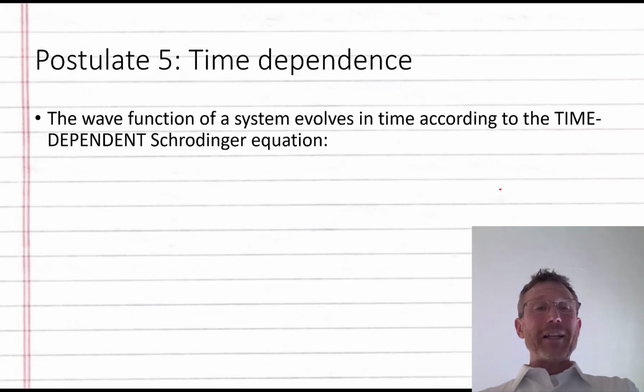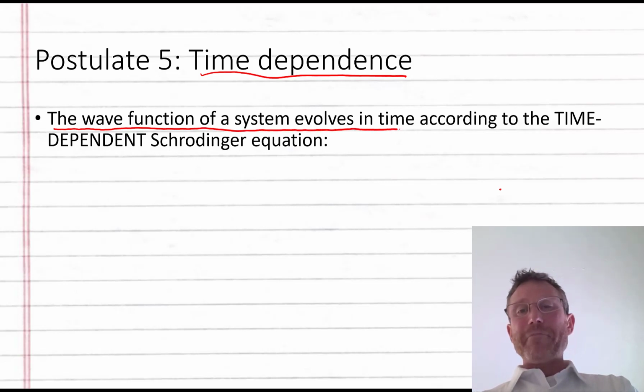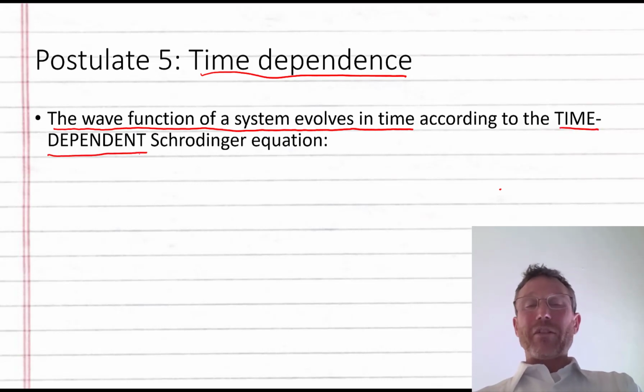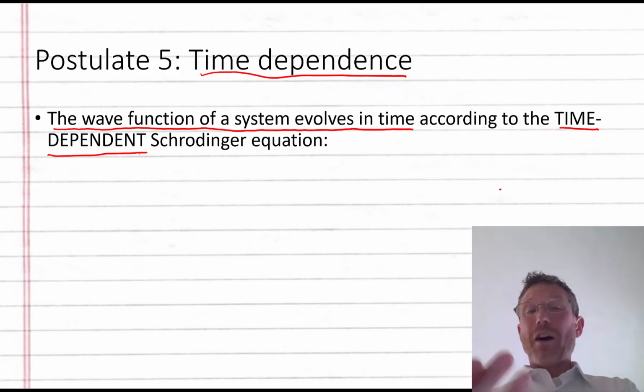And finally, postulate 5, the fifth of 5. And this is going to start sounding like the title for a Friends episode, but this is the one about the time dependence. So let's state formally that postulate. The wave function of a system evolves in time according to the time-dependent Schrödinger equation. So remember, the wave function is also a function of time.